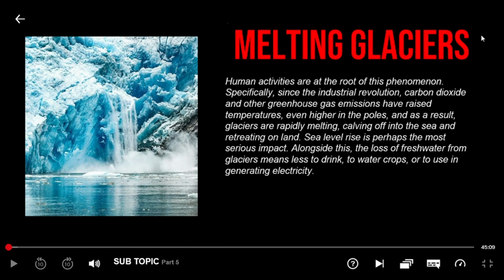Last but not the least, we have the melting of glaciers. Human activities are at the root of this phenomenon. Specifically, since the Industrial Revolution, carbon dioxide and other greenhouse gas emissions have raised temperatures even higher in the poles, and as a result, glaciers are rapidly melting, calving off into the sea and retreating on land. Sea level rise is perhaps the most serious impact. Alongside this, the loss of fresh water from glaciers means less to drink, to water crops, or to use in generating electricity.